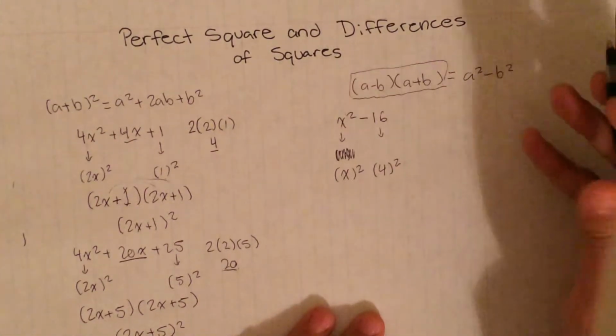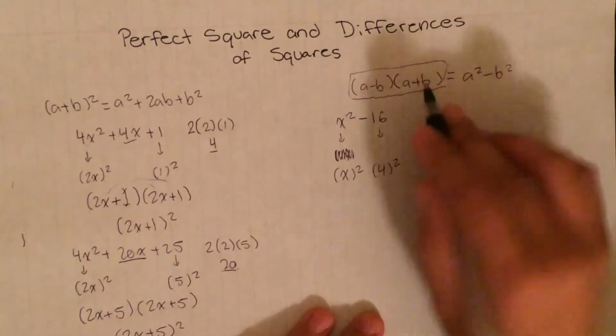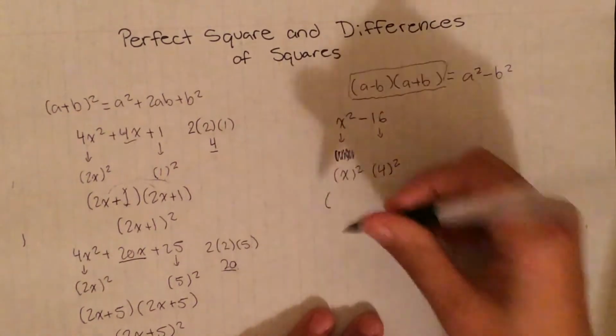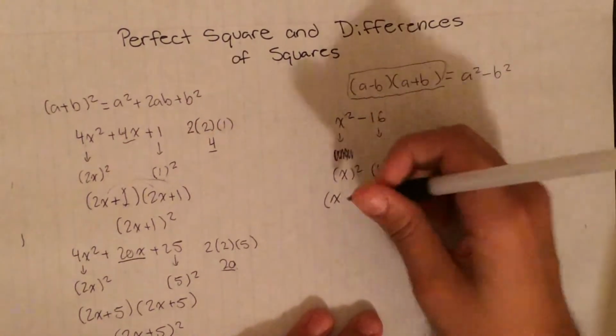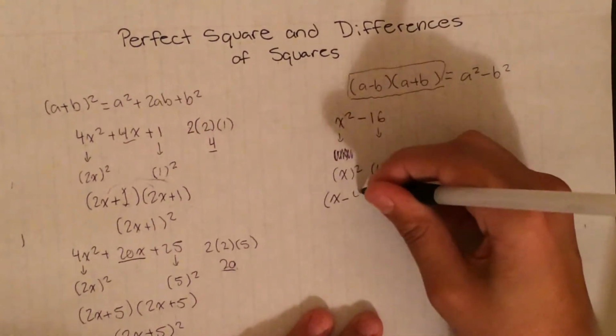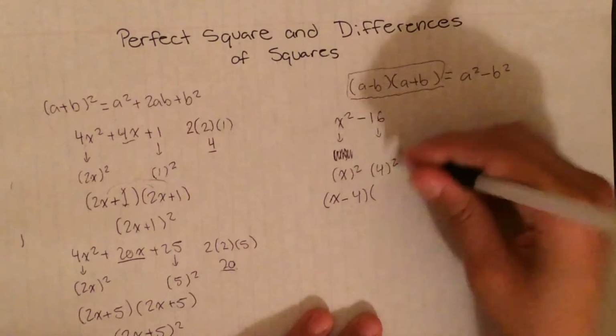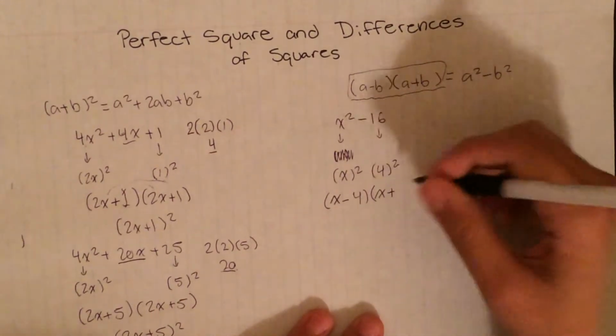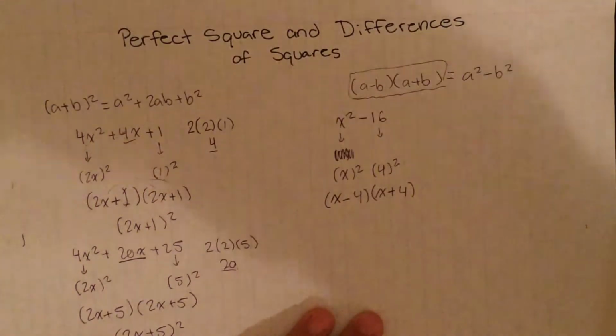Okay? And now, since this is our differences of square, there's nothing in the middle. We have no number, no term. So we're just going to plug it in like this. So it's going to be our a is x. So x, it says minus. So minus 4. And then here it's going to be the a, x, but it says plus. So plus, and then b, 4. And then that's your answer.